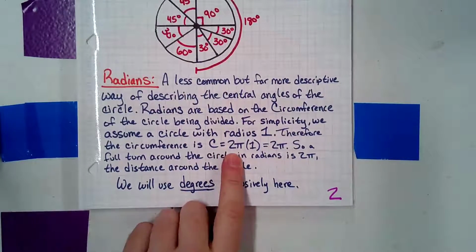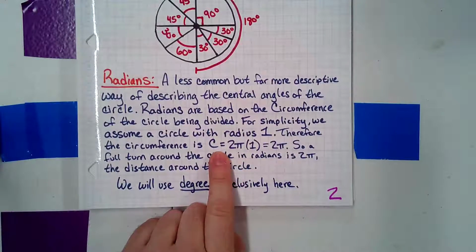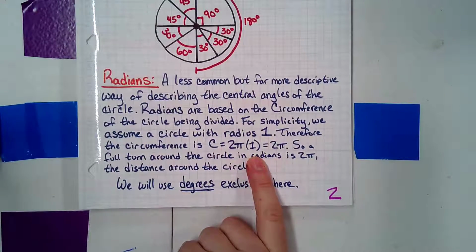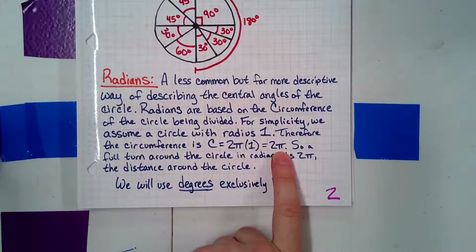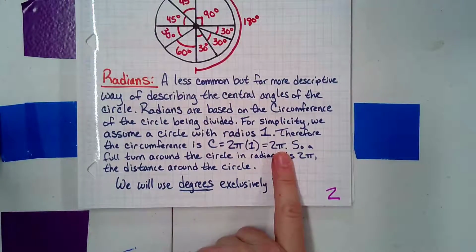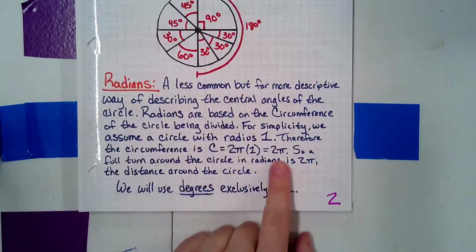So 2 times pi is the circumference when the radius is 1. Right? If r is 1, then 2 times pi is C. So what we do is we take the whole circle and we call it not 360 degrees. We call it 2 pi, like Tupac, right? And then we divide that up.